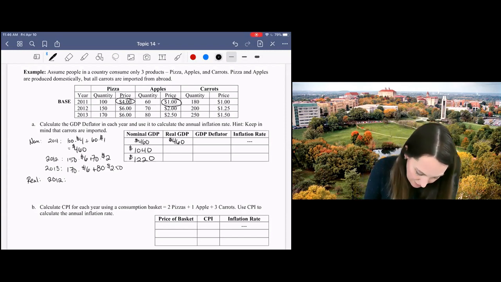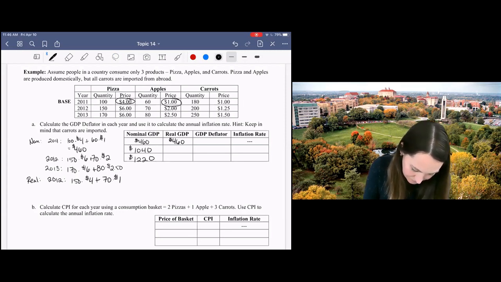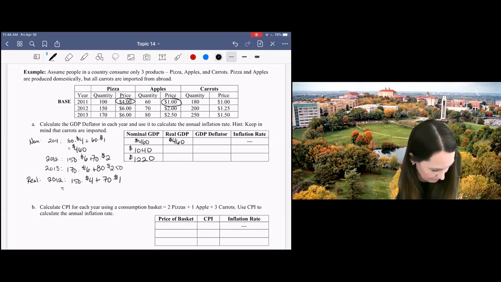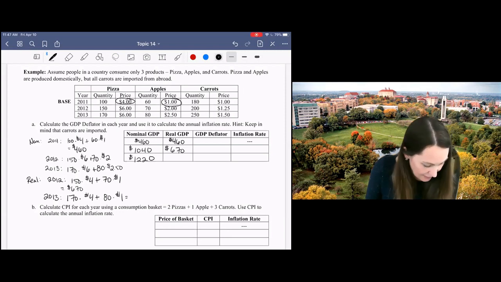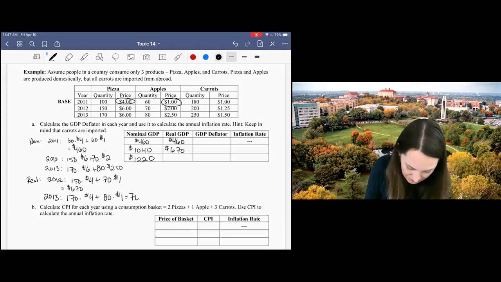But for 2012, we're now going to use the quantities from 2012, but the prices from 2011. So that will give me $670. And then in 2013, we use quantities from 2013 and prices from 2011. So we're holding prices constant at our base year prices and just allowing quantity to change over time.